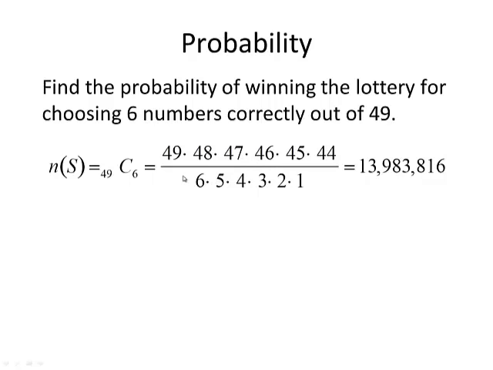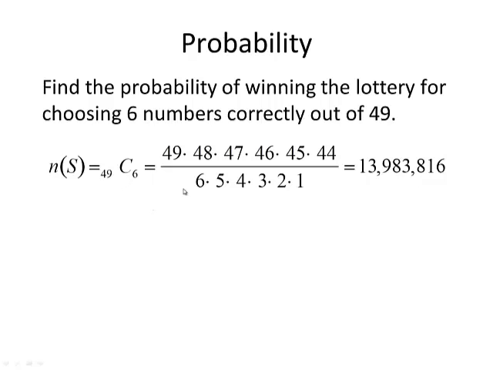Okay, and then you have to divide it by 6 factorial, which is 6 times 5 times 4 times 3 times 2 times 1, because this is the number of ways that you can rearrange these 6 numbers, and because order does not matter, you're going to get 13,983,816, or almost 14 million, is your sample space.